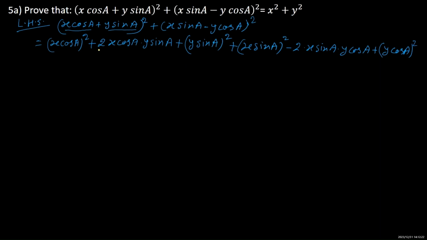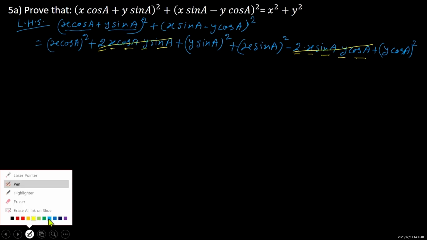Now we are comparing this term and this term. This term is negative, this term is positive. Here also we have 2, here also we have 2. Here we have x cos A, y sin A. These two terms are same, but they have different signs, so these two terms can be cancelled. Now write down the remaining terms.